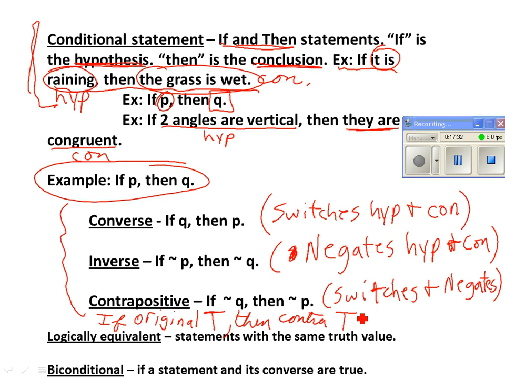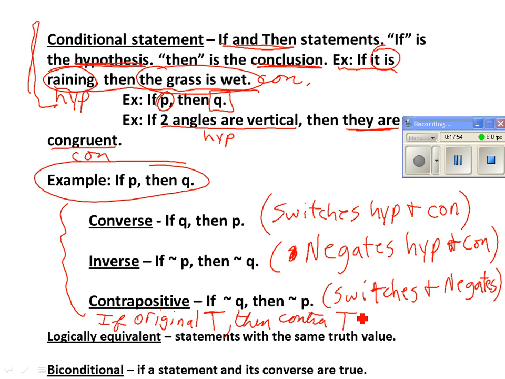Your best bet, if the original statement was true, is to go with true on that. Logically equivalent: two statements are logically equivalent if they have the same truth value. So if two statements are both true, they're logically equivalent. If they're both false, logically equivalent. Nothing really hard about that.